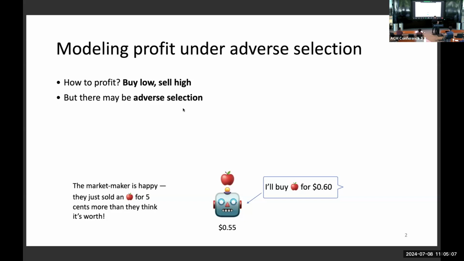But in the real world, the asset prices would fluctuate constantly as new information enters the market. And if the trader is better informed, the market maker could incur a loss. For example, here, we have this market maker valuing the apple at 55 cents. And if a trader comes to the market and says, I'm willing to buy the apple from you at 60 cents, this looks like a good trade for the market maker because theoretically they make a profit of 5 cents.